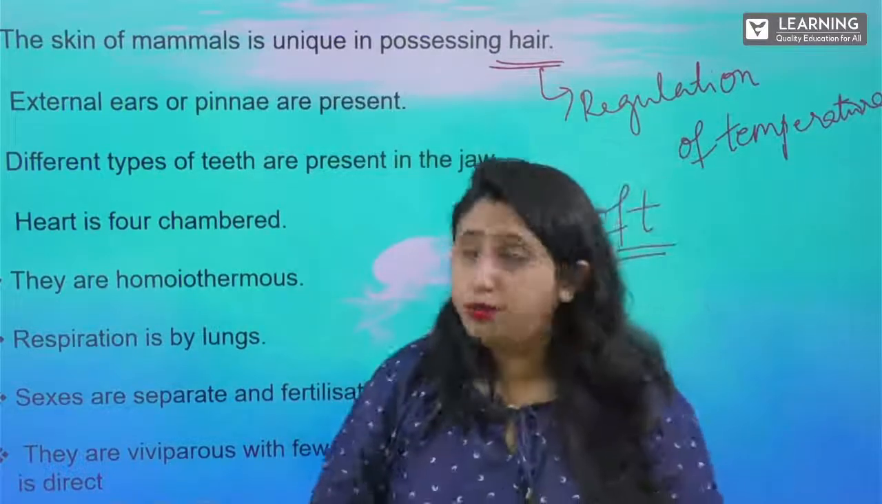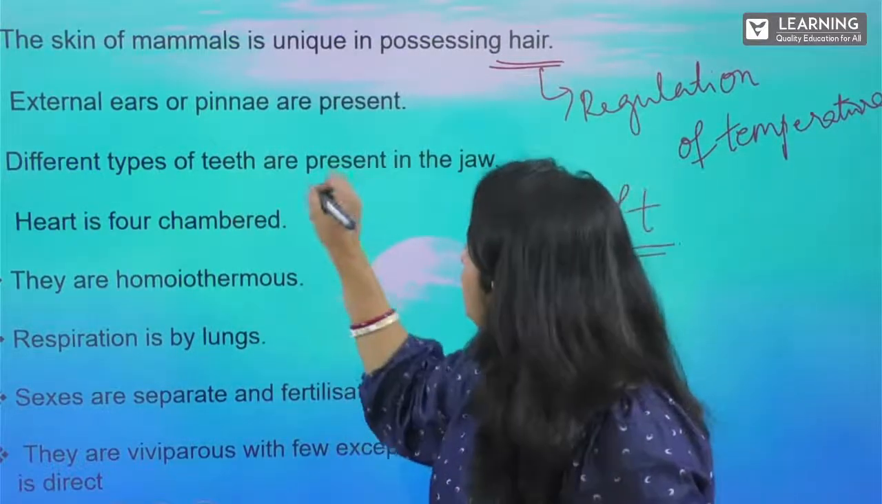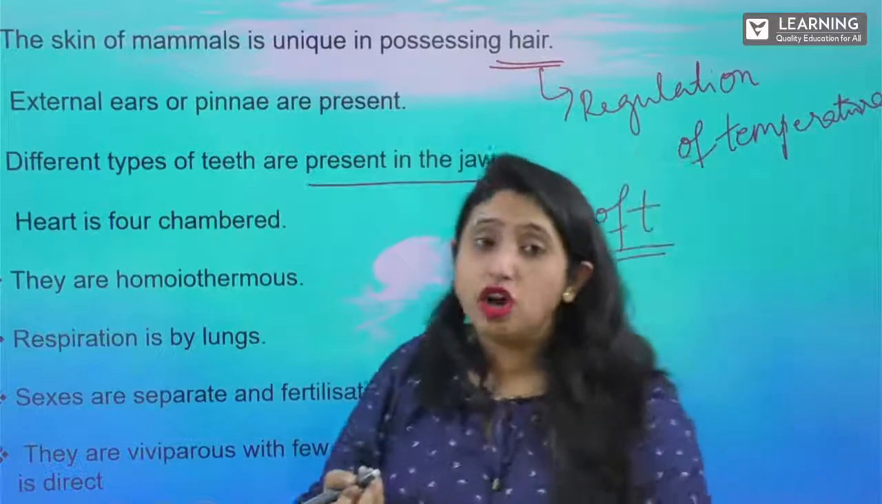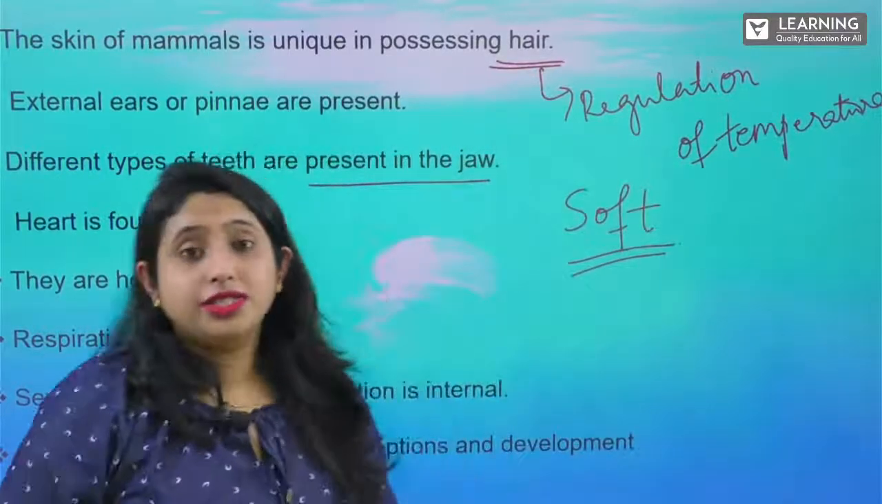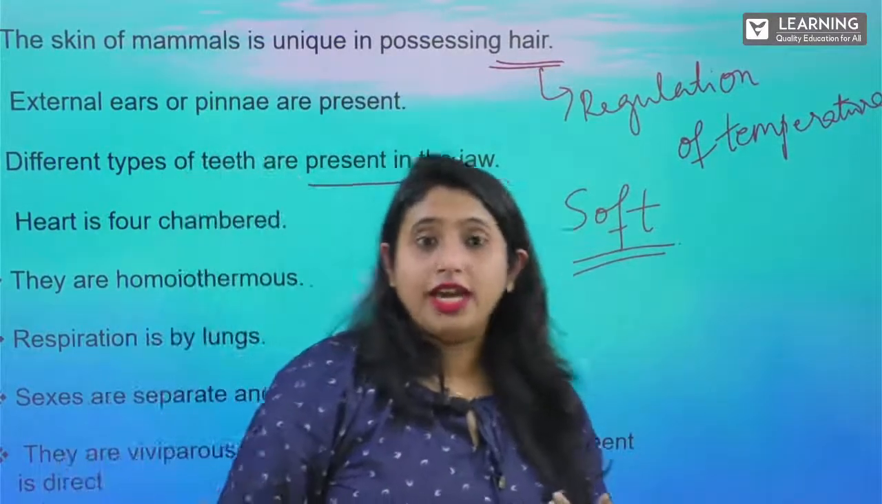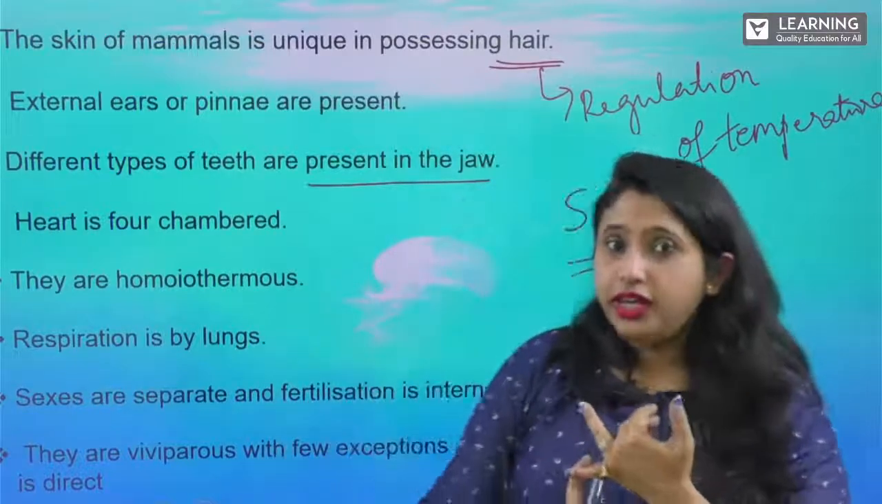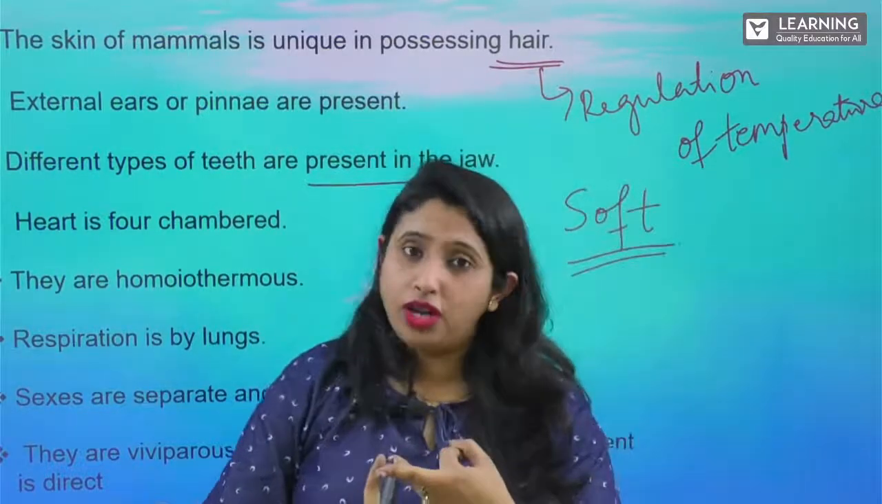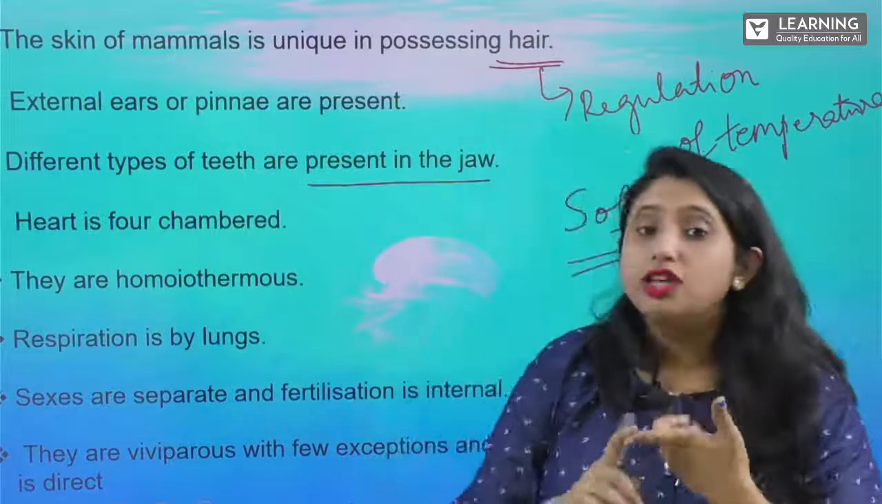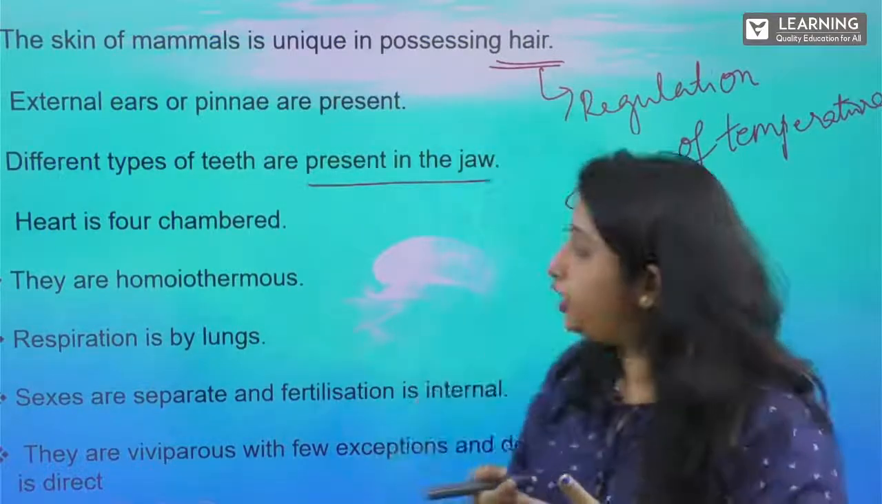They have got a soft body. Different types of teeth are present in the jaw. In case of mammals, you will see different types of teeth like canine, then incisors, premolar and molar. So, we will have different types of teeth.